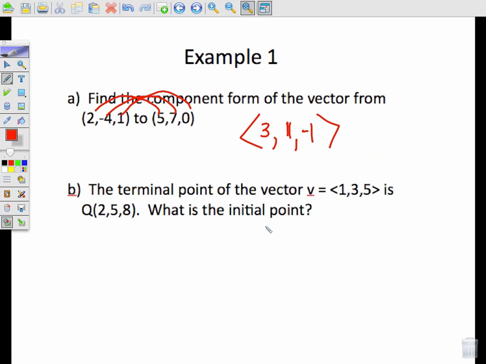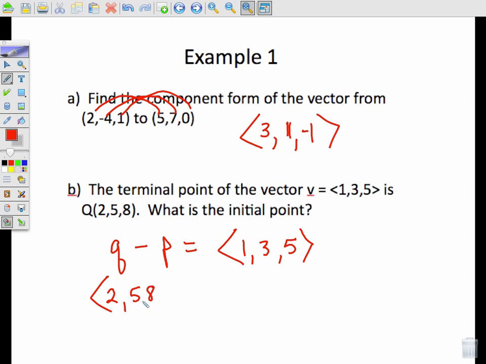All right, if the terminal point of the vector 1, 3, 5 is 2, 5, 8, what's the initial point? Well, here's what we know. We know that Q minus P is equal to 1, 3, 5. That's what we know. And we know that Q is 2, 5, 8. So what are we subtracting here to get 1, 3, 5? That's what we're trying to find.